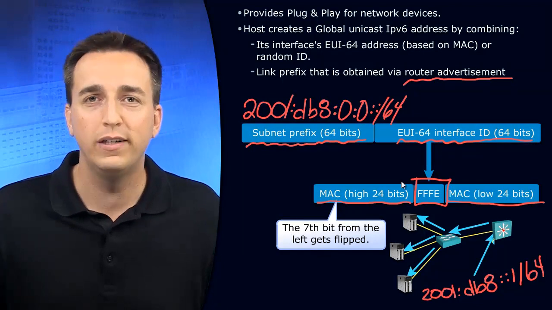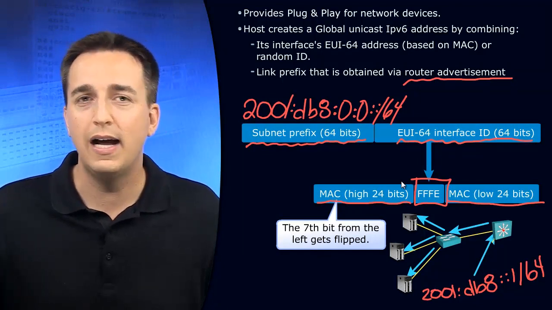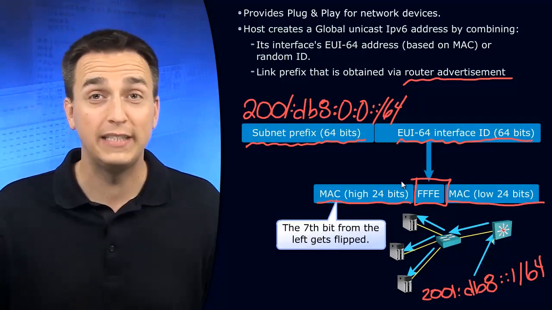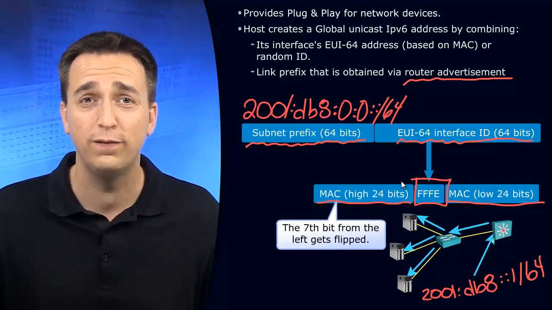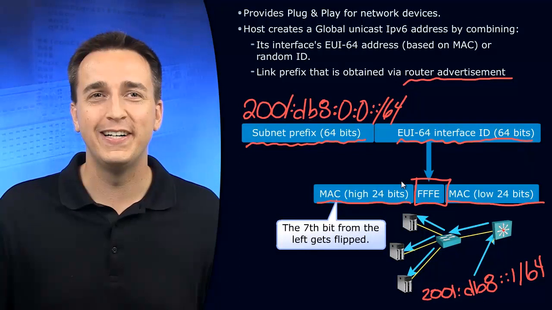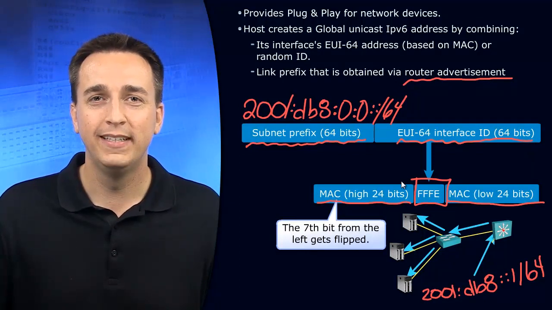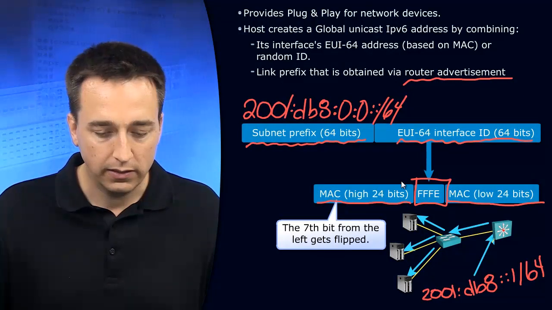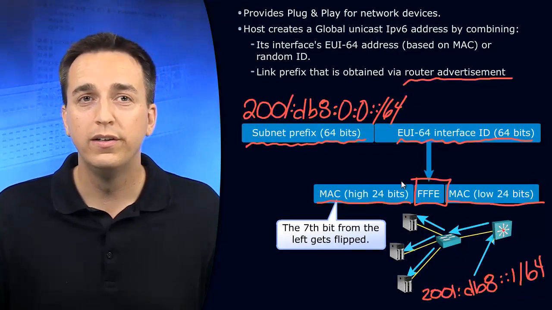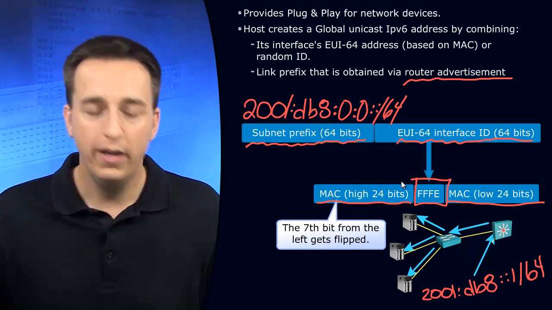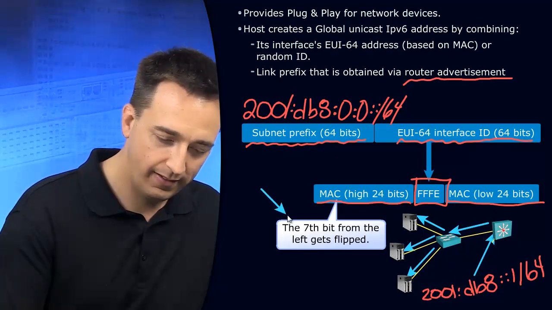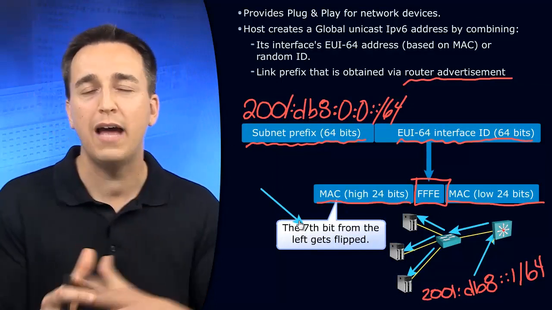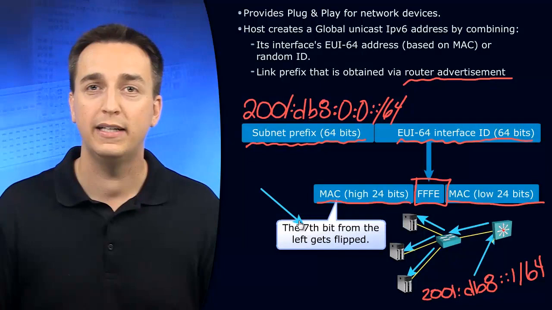How can you remember that? Well, a student once said to us in a class, fill the field with fluff every time. If that's how you want to remember it, go right ahead. Fill the field with fluff every time. So, is that all that happens? No. It goes a step further. And the seventh bit from the left gets flipped. So if the seventh bit from the left is a 0, make it a 1. If it's a 1, make it a 0.